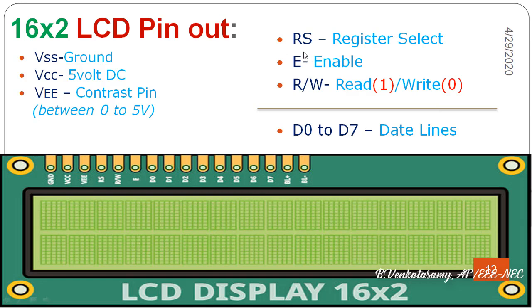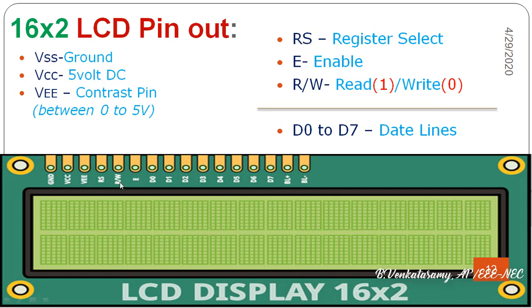Then the LCD control signals. The first control signal is the fourth pin, RS, register select. Inside the LCD there are two registers: one is the data register and another one is the control register. Which register we are going to access is decided by RS, or register select.